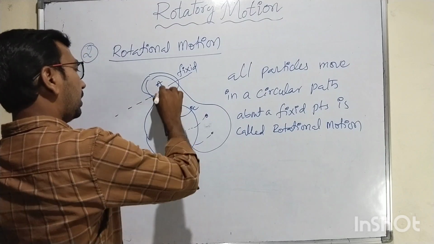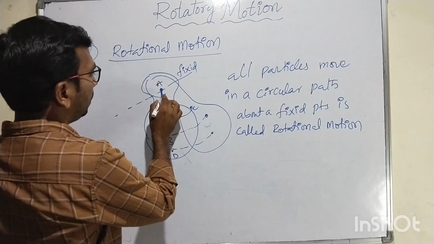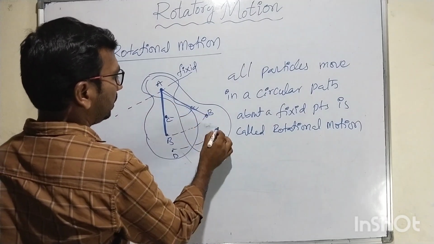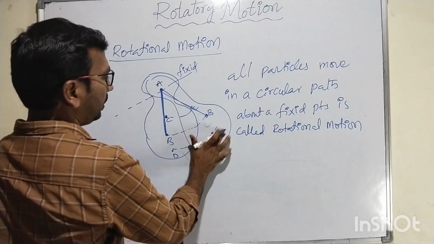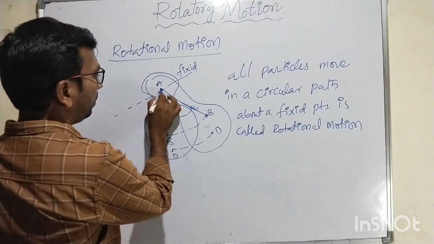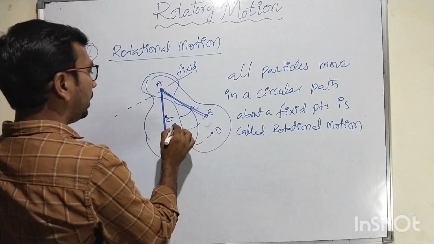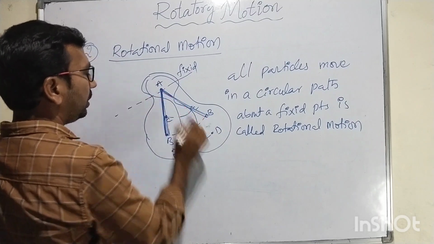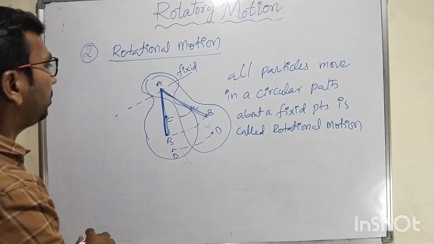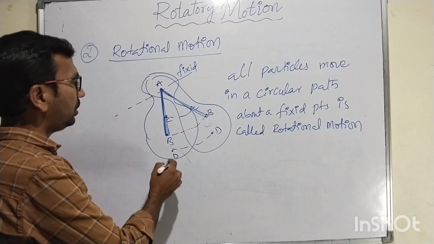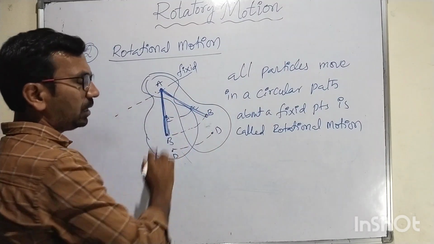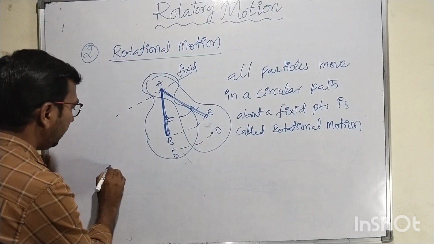Suppose I consider the distance between A and B. I will consider the A and B distance as D. So this is point B and this is point C, and this is point D. The distance between AB here and the distance between AB there are not parallel to each other. In rotational motion, the line joining two internal points is not parallel to its earlier position.